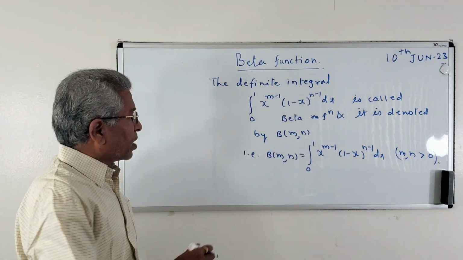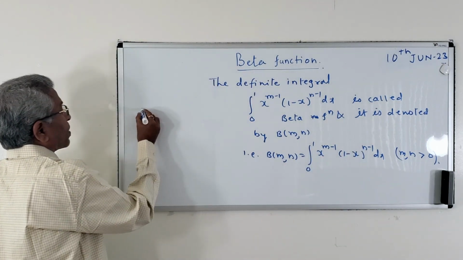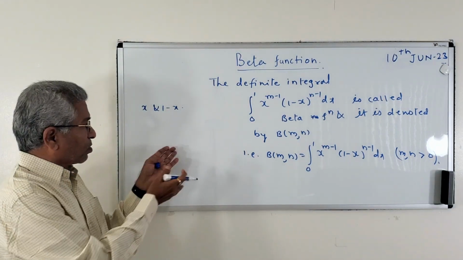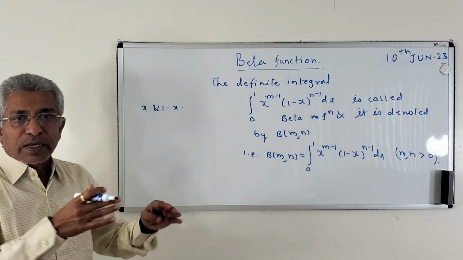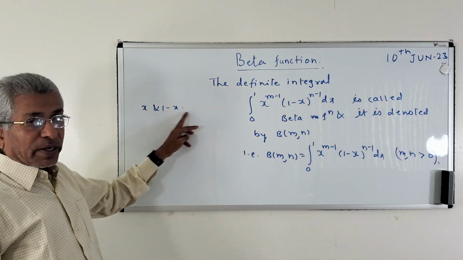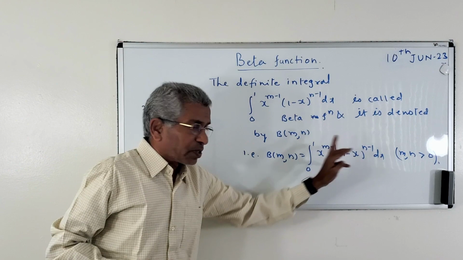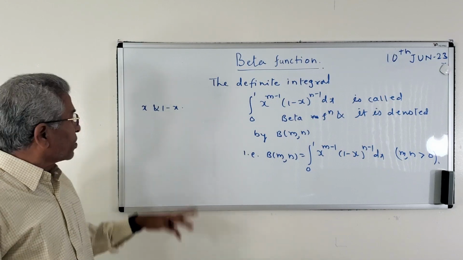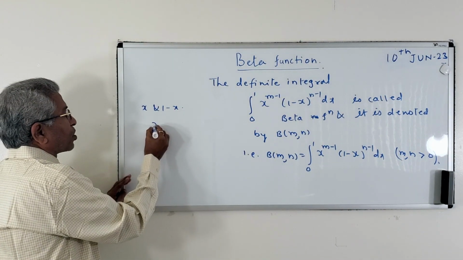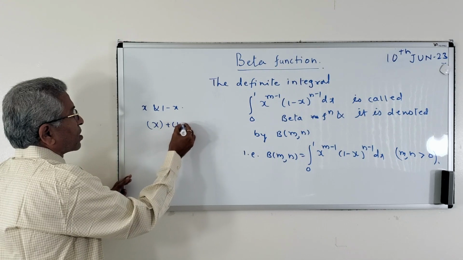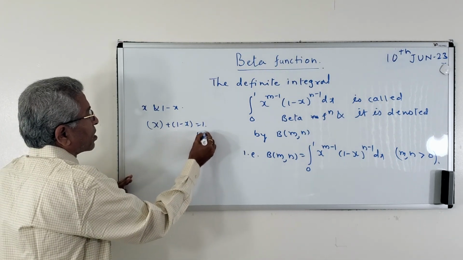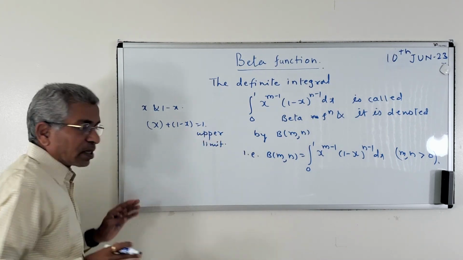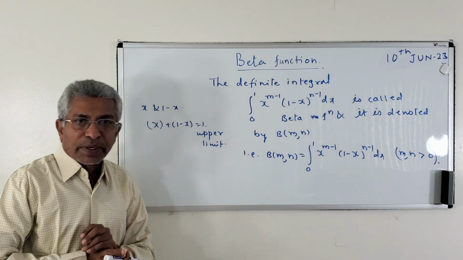Now let us see this one. If we ignore the powers, the two multiplying factors are x and 1 minus x. So I am giving you a clue to decide which type of integral is called a beta integral. Just ignore the powers initially. What is the addition of x and 1 minus x? It is 1, and that is the upper limit. That is the criterion to decide whether the given integral is a beta integral.